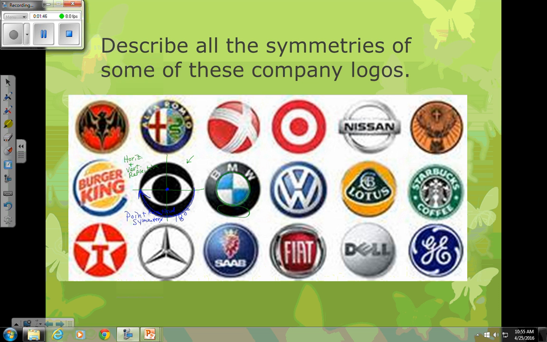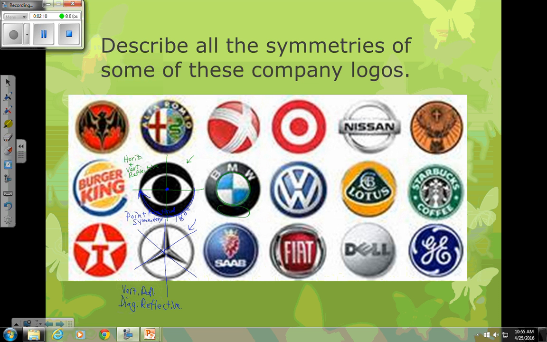Let's look at the Mercedes-Benz below it. The Mercedes-Benz logo has a vertical reflective symmetry. But it does not have horizontal. But it does have a diagonal reflective symmetry.